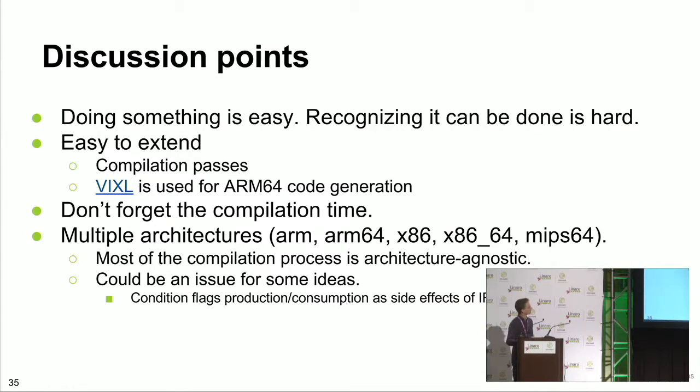So the fact that the compilation process is architecture independent up to late in the process hasn't been an issue until now, but theoretically it could be. So we can discuss these ideas a bit more in detail. One dream I had was to have condition flag consumption and production as a side effect, but this would prove a bit hard because it doesn't match what other architectures would do, for example MIPS.